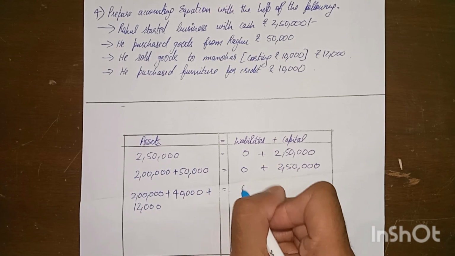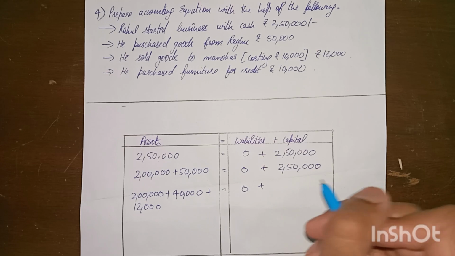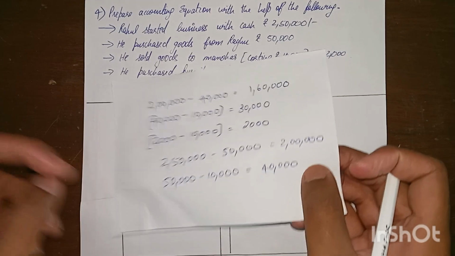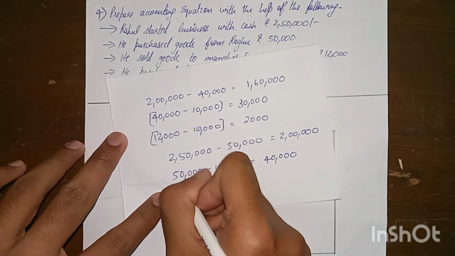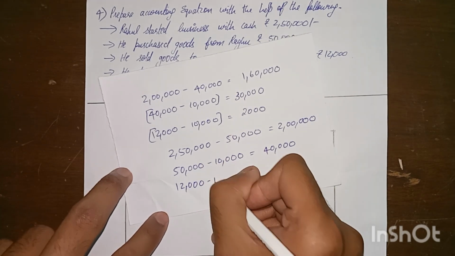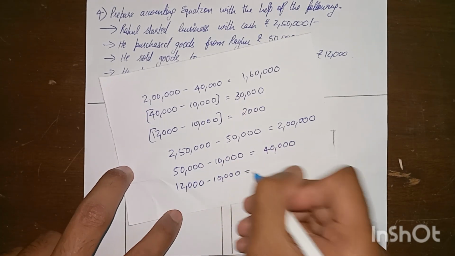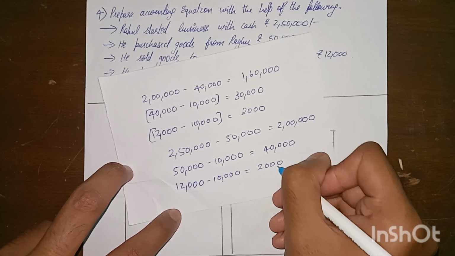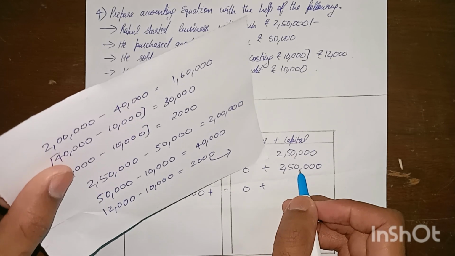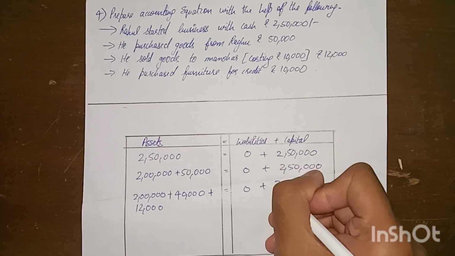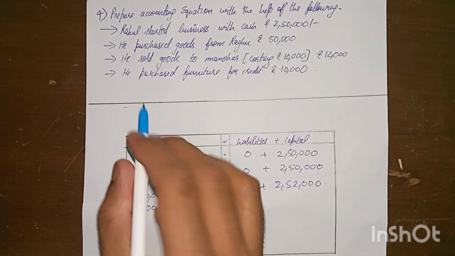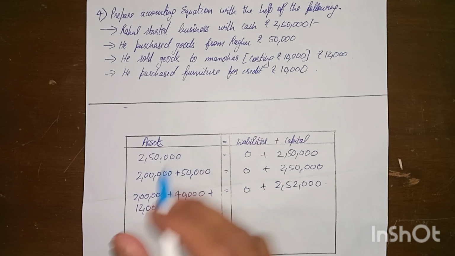Okay guys, here 0 plus, we'll not write this amount. First we are going to subtract. He sold it for 12,000, which costed him 10,000. The amount left is 2,000. We are going to add this amount here. Okay guys, 2,52,000.